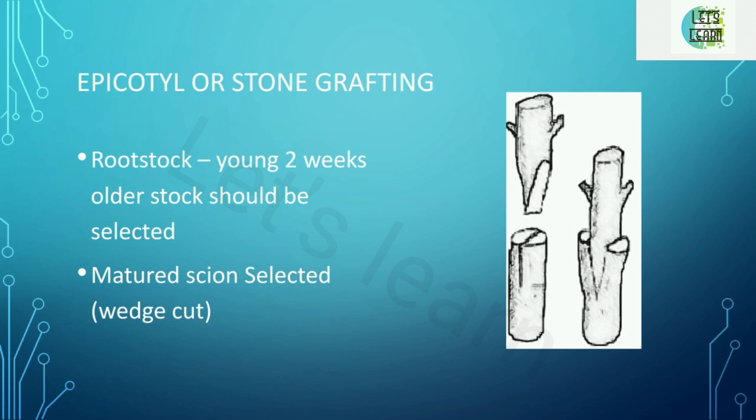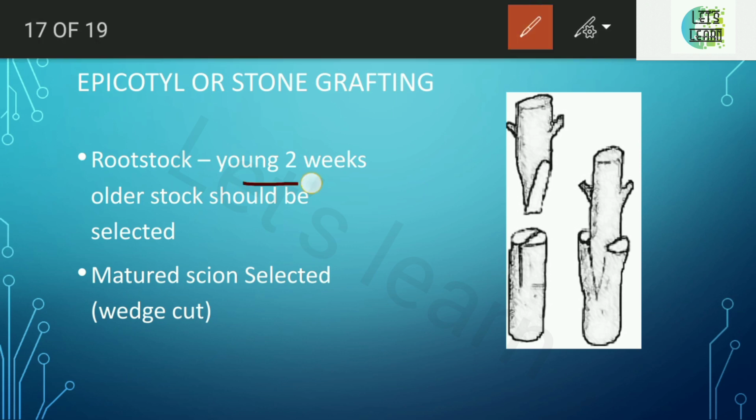Next we are going to see about the epicotyle or stone grafting. Here the only difference is the rootstock should be a 2 week old rootstock, okay, not a 1 year old rootstock. A very young rootstock should be selected from the nursery, and a matured scion will be selected. Here the scion should be given a wedge cut, and in the rootstock a vertical split should be done and some bark removed, then it should be inserted.